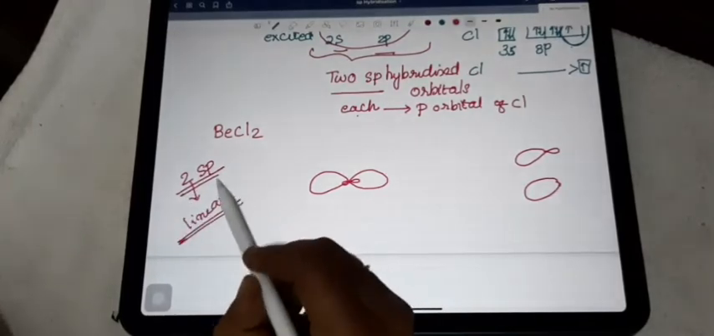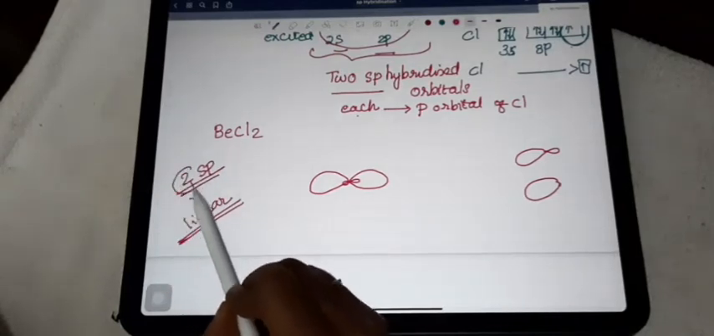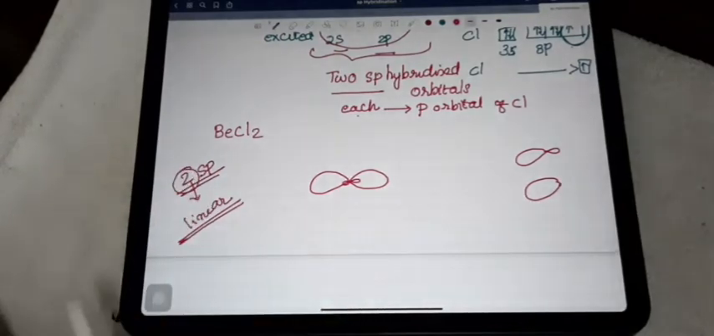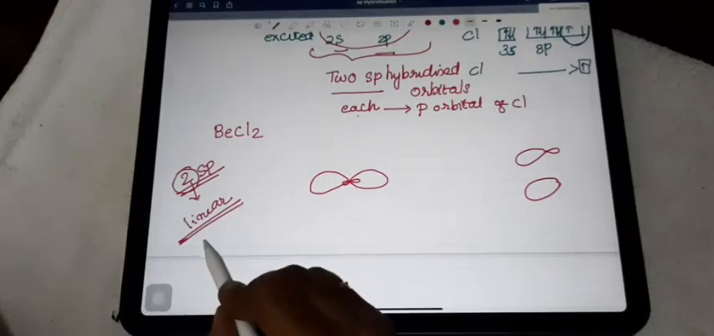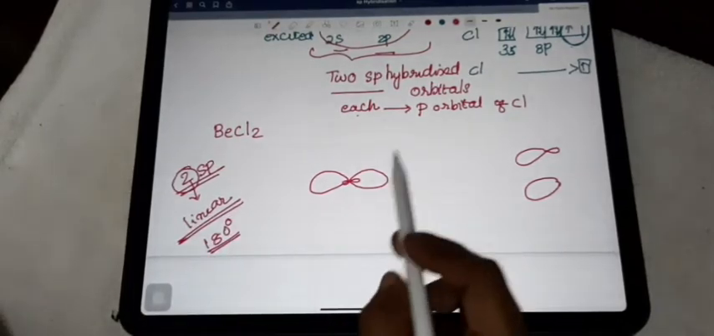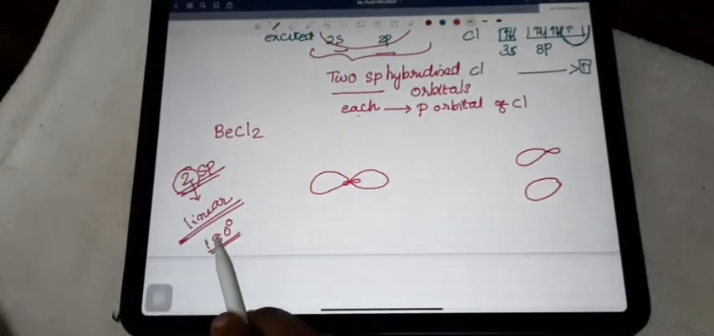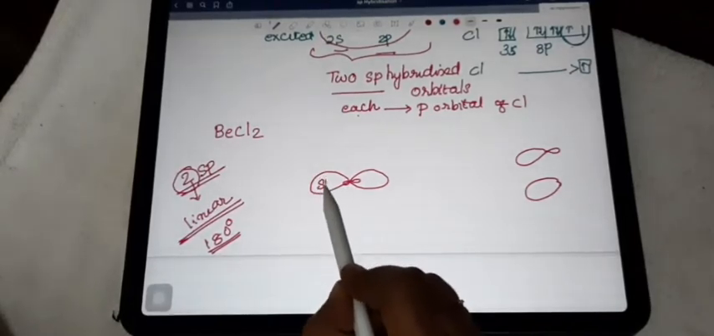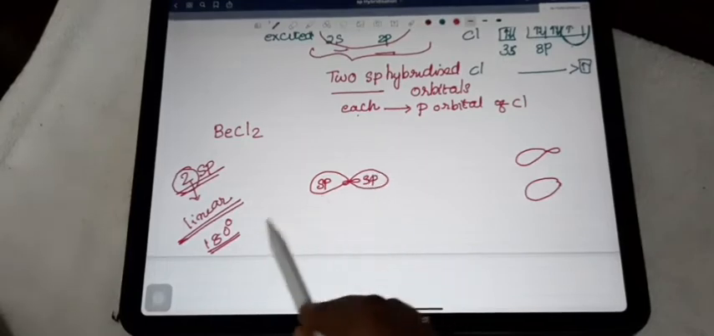So here, the same method we are using. If there are 2 sp hybrid orbitals forming, linear is the structure. When linear is the structure, the bond angle should be 180 degrees. The same thing here. That's why I mentioned the hybrid orbitals like this. This is one sp hybrid orbital and this is the other sp hybrid orbital.